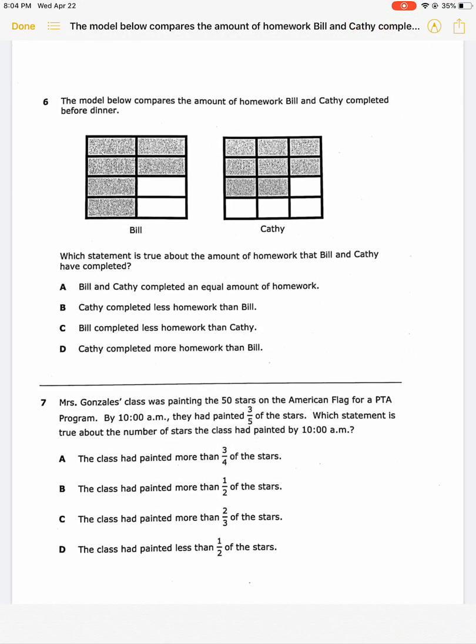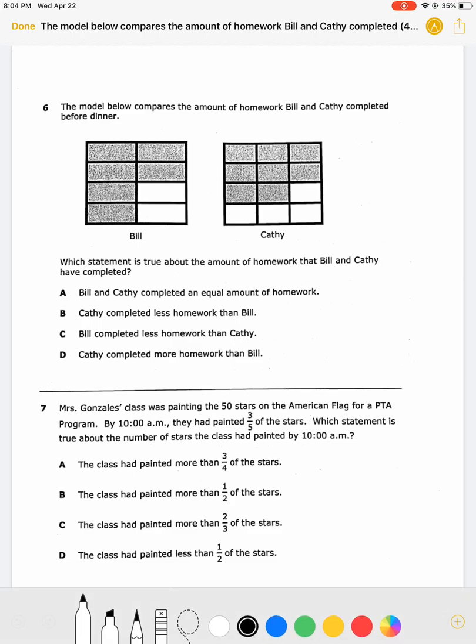I included number 6 on here really quick to show you. Whenever you see fraction models like this, I want you to write the fraction out here to the sides for it, okay? Don't leave it blank. Be sure to show all of your work and use your good strategies.